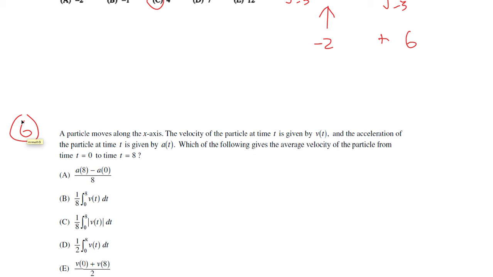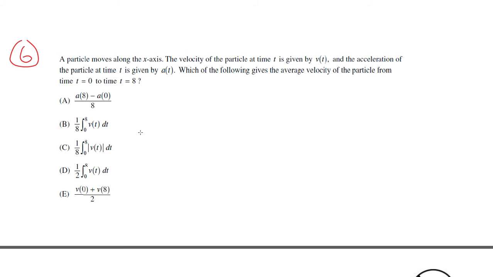Number 6. All right. So we know that A means acceleration, V means velocity. We're looking for average velocity, and this is something that we just need to have memorized. Average of anything will always be equal to 1 over b minus a, integral from a to b of anything.